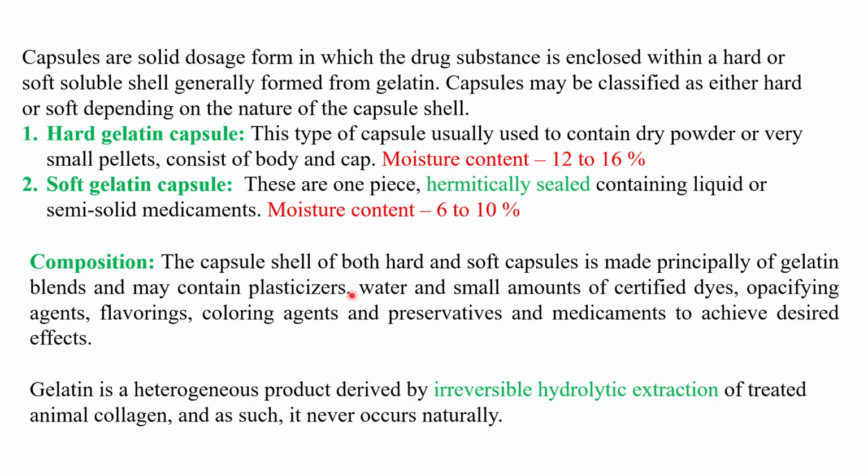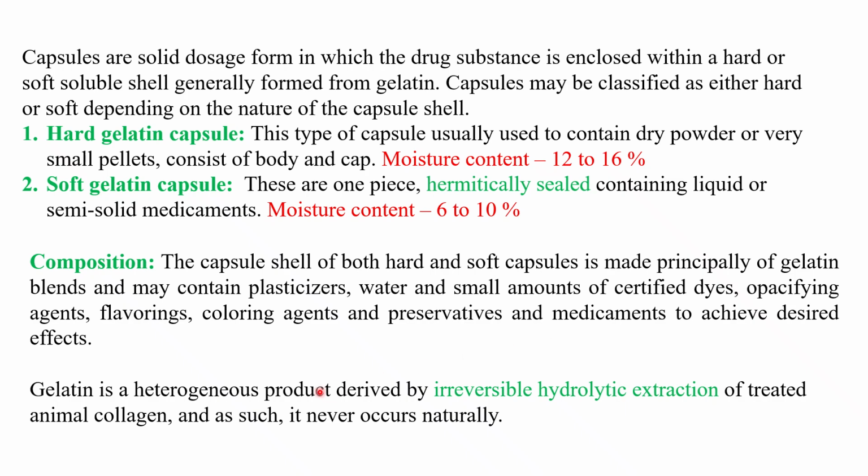Now we are going to discuss the composition of a capsule. Generally, the capsule is made up of gelatin as well as different types of excipients that we use to prepare the capsule, like plasticizer, water, a small amount of certified dyes, opacifying agent, flavoring agent, coloring agent, as well as preservatives, and the API should be there to achieve the desired pharmaceutical effect.